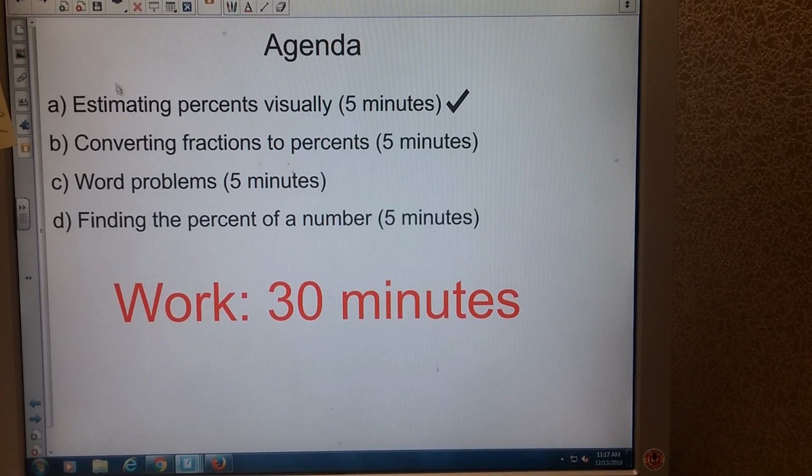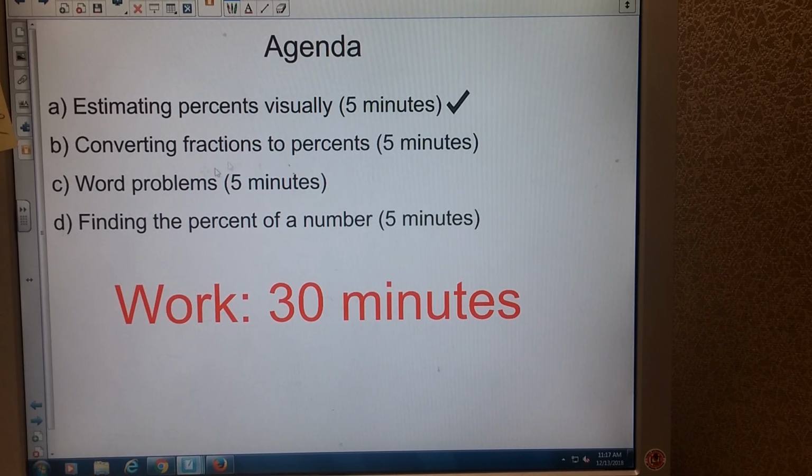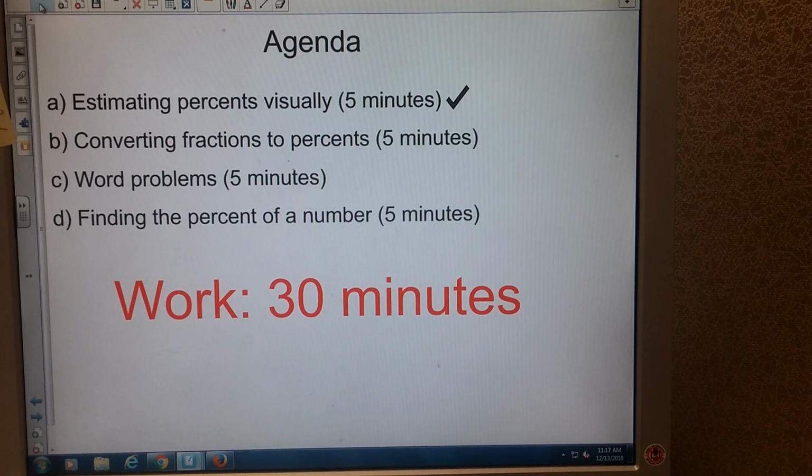Okay, here's the agenda for today. We're going to estimate percents visually, which we just did. We're going to convert fractions to percents. We're going to do a couple word problems. We're going to find the percent of a number, and then the last 30 minutes you're going to be doing your work.